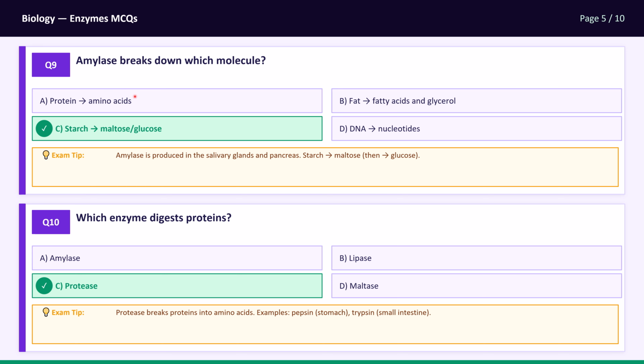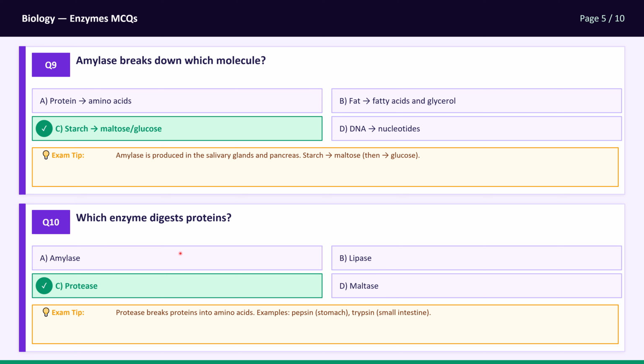Question 9. Amylase breaks down which molecules? Option A, protein to amino acids. Option B, fat to fatty acid and glycerol. Option C, starch to maltose or glucose. Option D, DNA to nucleotides. And the correct option is option C. Amylase breaks down starch to maltose and glucose. Exam tips: amylase is produced in the salivary glands and pancreas. Starch to maltose, then glucose.